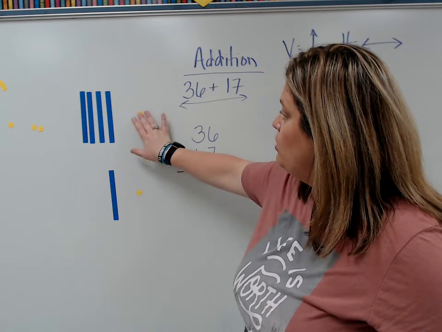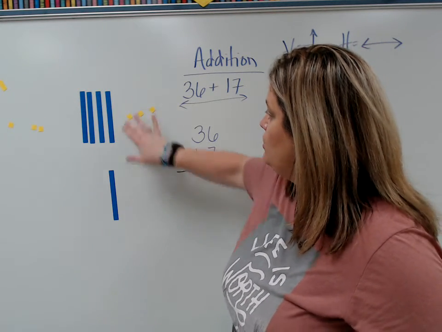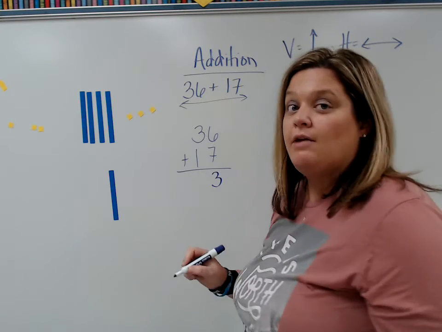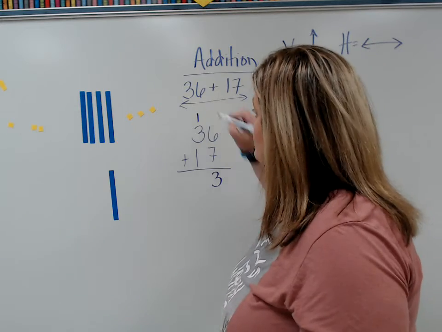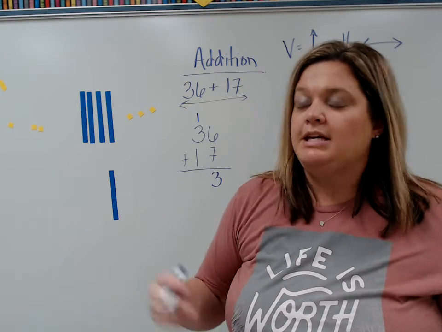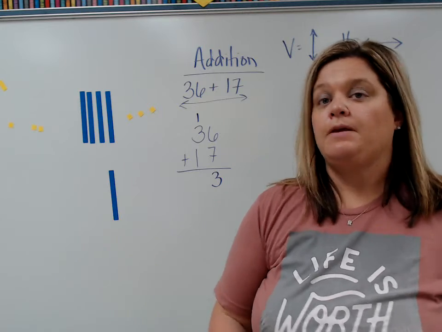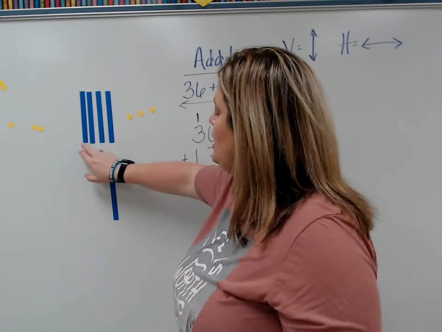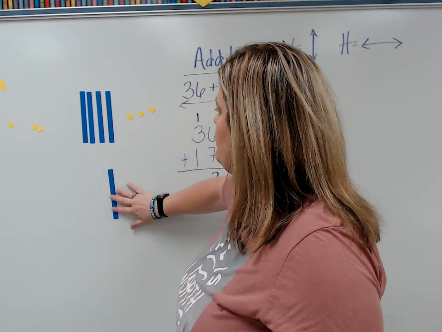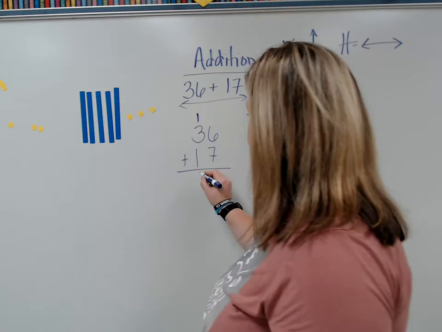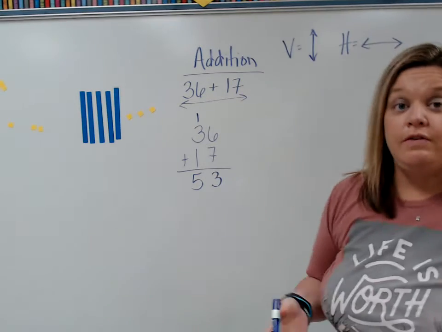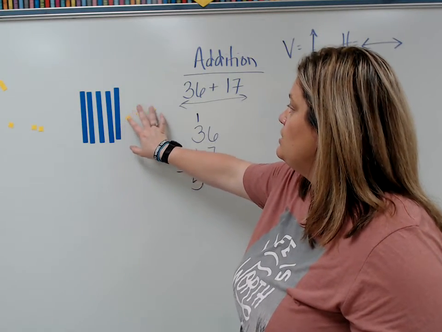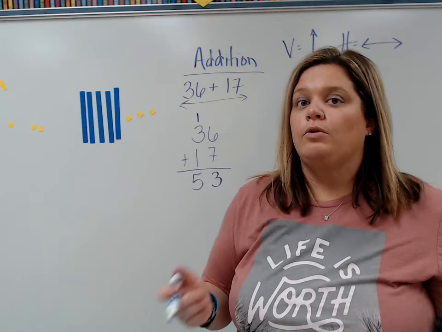So then I have 1, 2, 3. So I put the 3 down here, and remember, I kicked over a tens rod. So that 10 gets to stay up here. So now I have 1, 2, 3, 4, 5. So 53 is my answer. 10, 20, 30, 40, 50, 51, 52, 53. That's basically all we're doing.